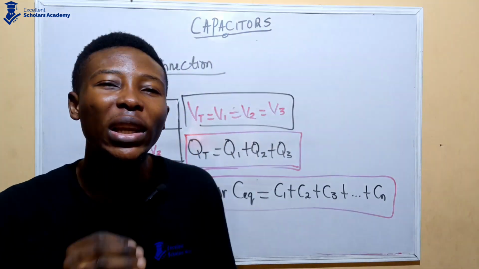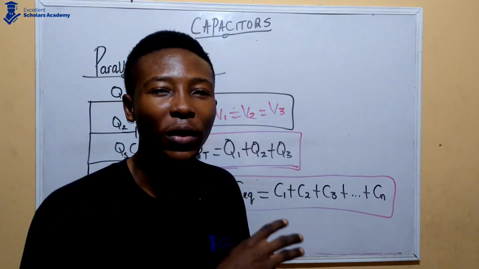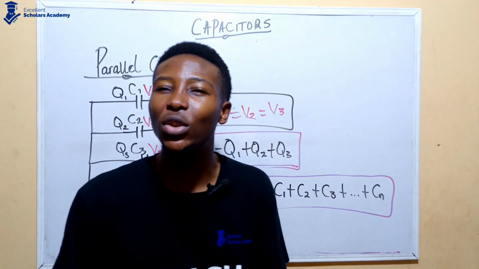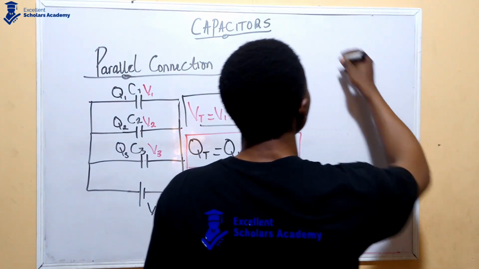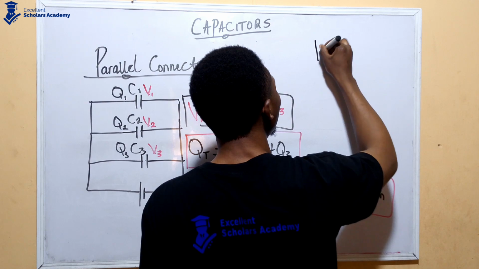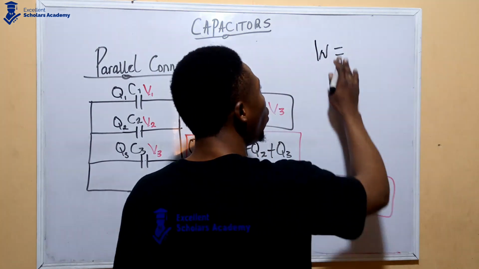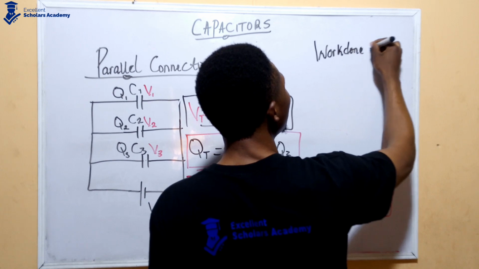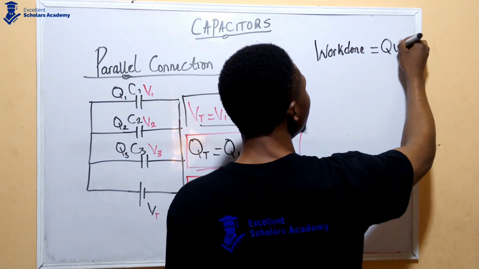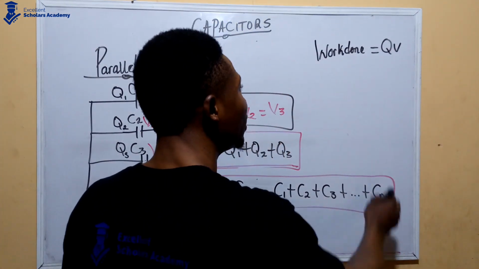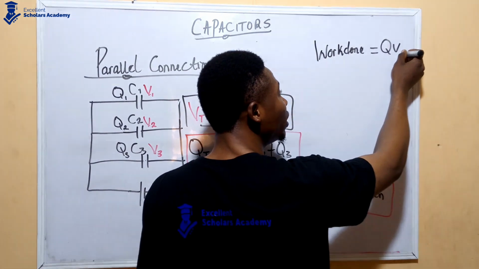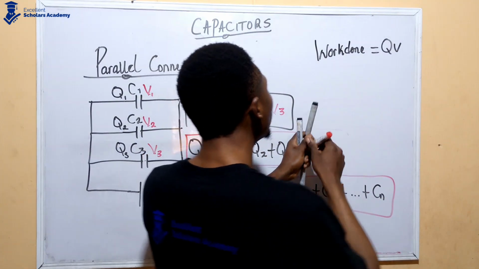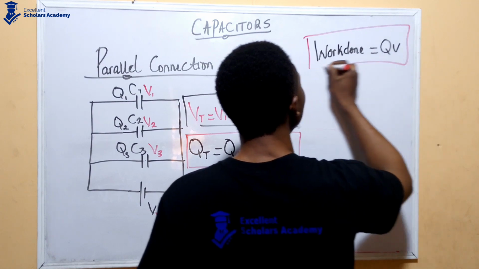Now this will lead us to the next phase of capacitors. We are going to look at the work done and the energy stored in the capacitor. So now let's look at work done. I'll just give the formulas. Now the work done in a capacitor is QV. All right, that is the charge multiplied by the voltage. The charge multiplied by the voltage. So work done in a capacitor is QV.